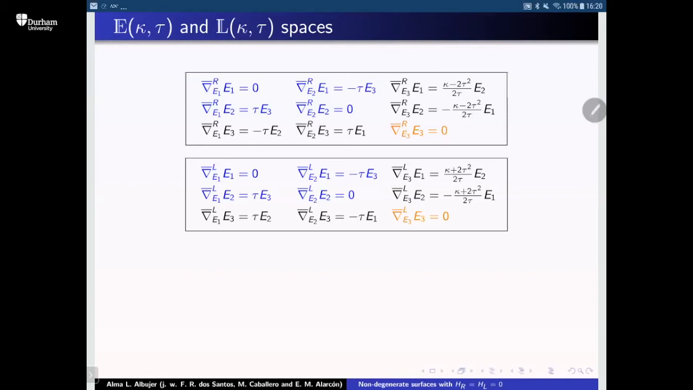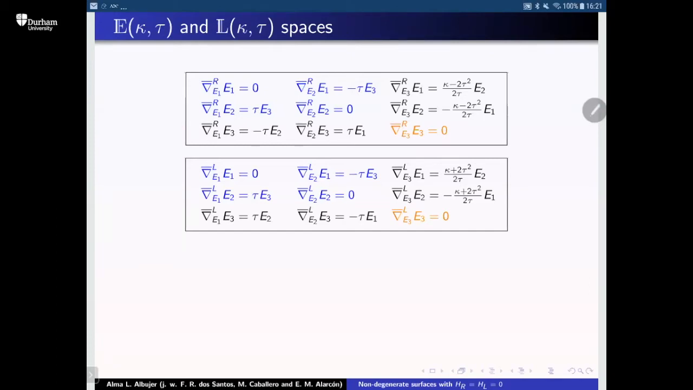We have this box expression. So the first box is for the Riemannian Leibniz connection, let me say it that way, and the second one for the Lorentzian one. So E3, the Killing vector field, is vertical. E1 and E2 are horizontal. So the expressions in blue only involve horizontal vectors. The expression in orange involves the vertical one, and the expression in black involves a combination of a horizontal and a vertical vector field. So observe that the expressions in blue and the expressions in orange coincide.